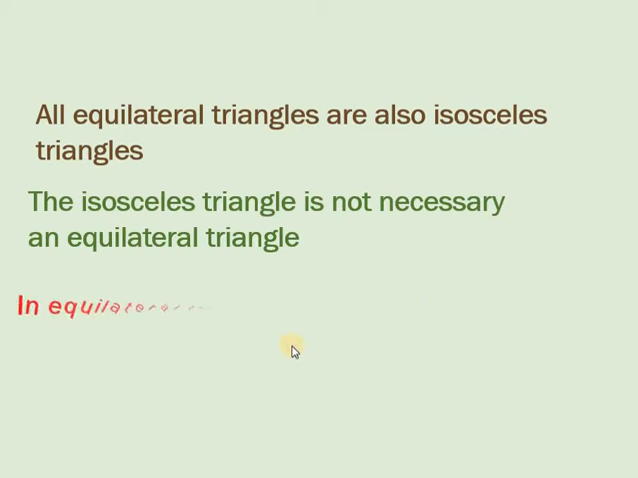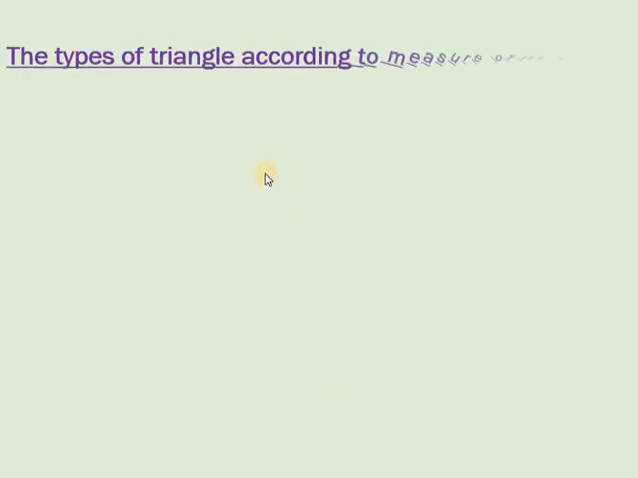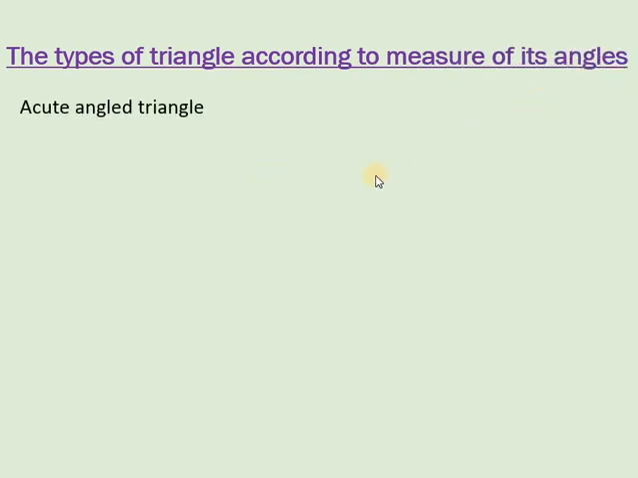Yes, of course. Okay, the equilateral triangle, its angles are equal in measure. Equal to what? 60. So its sides are equal, and its angles are acute, and each angle equals 60 in measure.